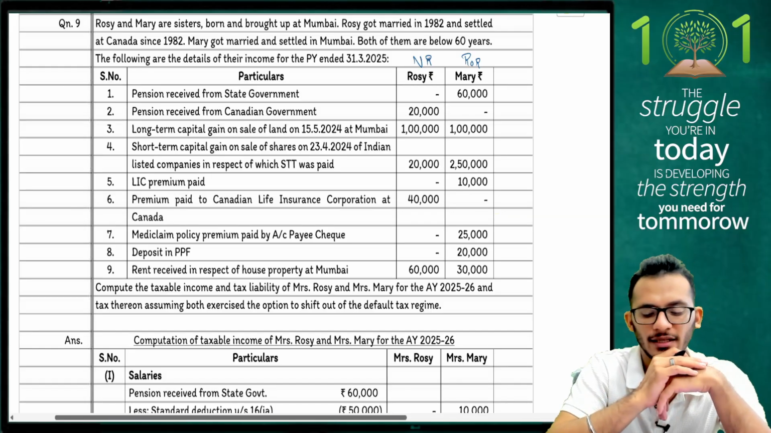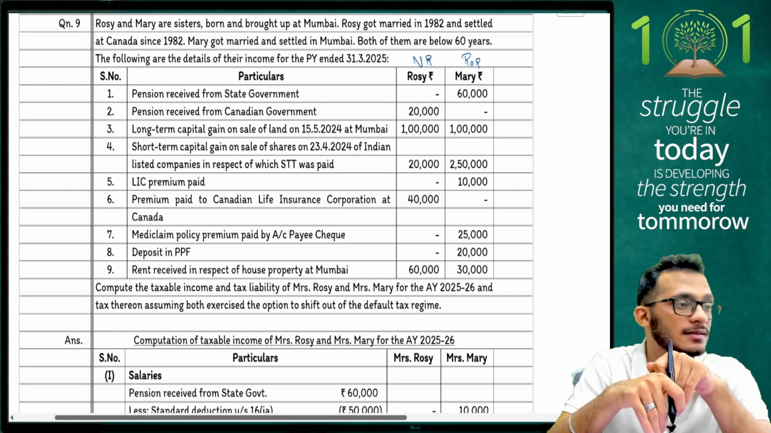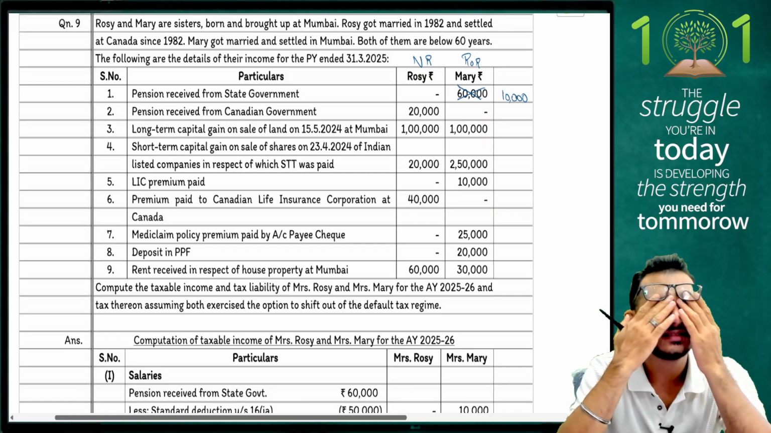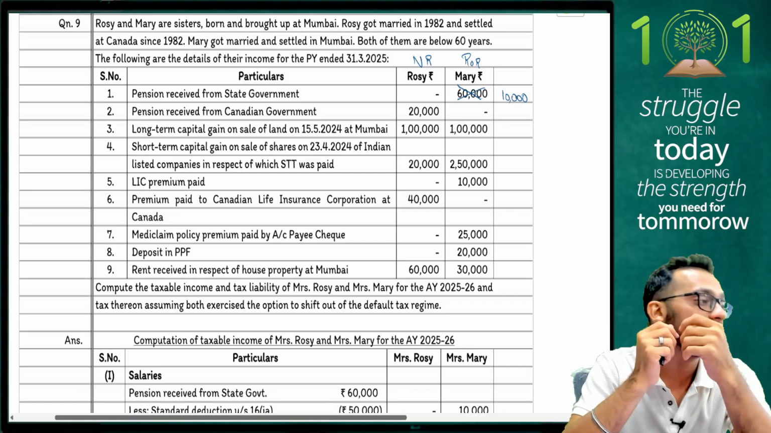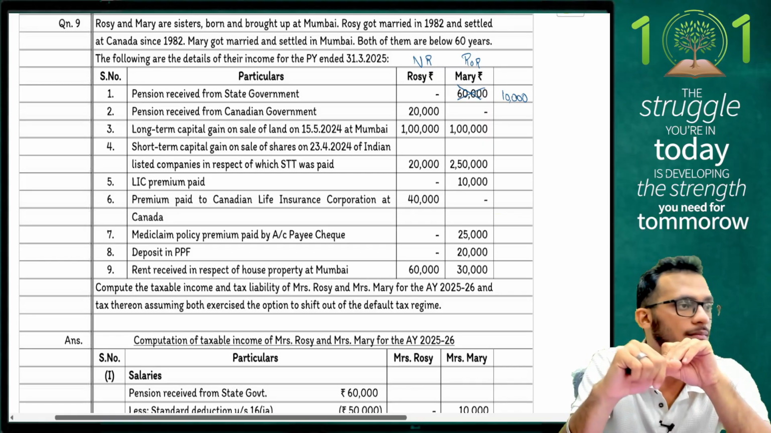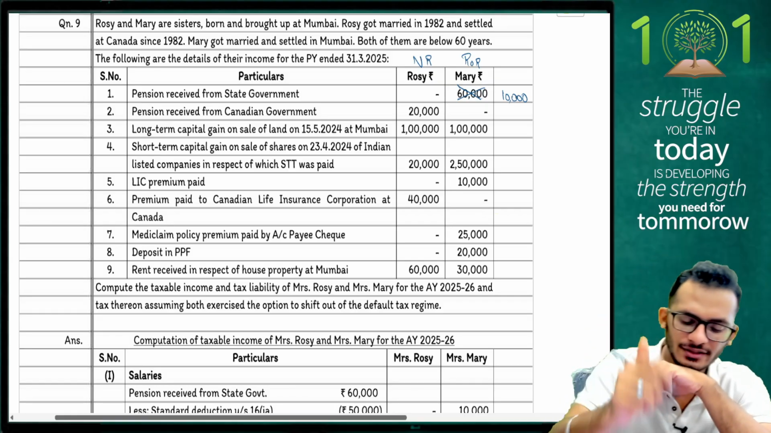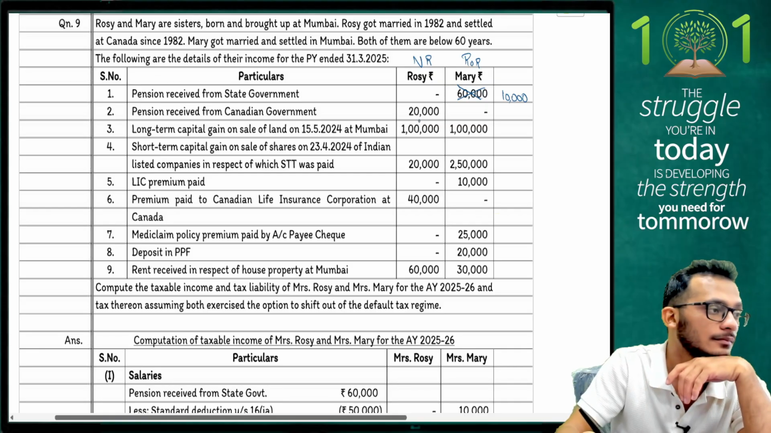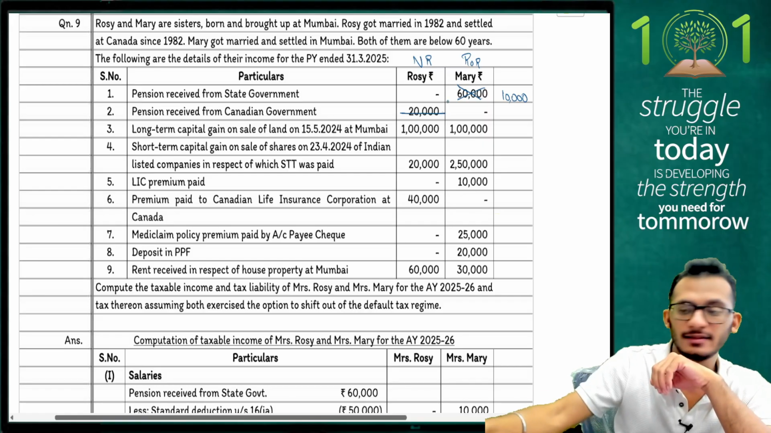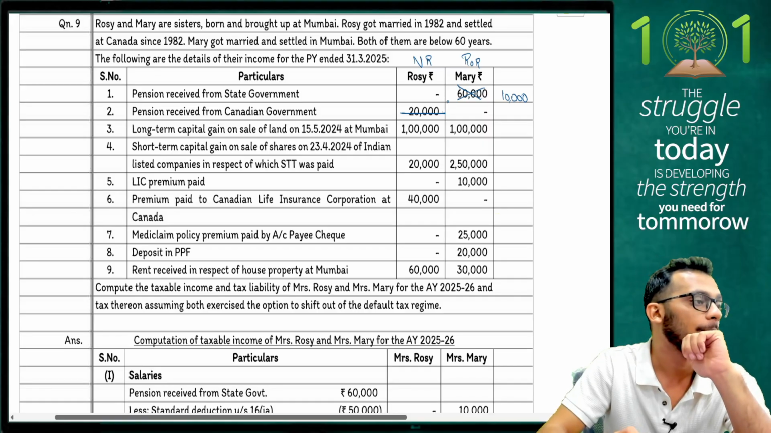First one, pension received from state government. Mary has received 60,000. Taxable for Mary. Amount taxable is 10,000. People, pension is taxable under salaries. I will be eligible for standard deduction, 50,000 to be removed. Therefore, 10,000 is taxable. Correct? Yes. Pension received from Canadian government, 20,000. Because she is a non-resident, it is not received in India and therefore fully exempted.